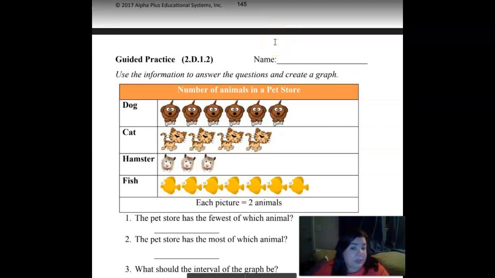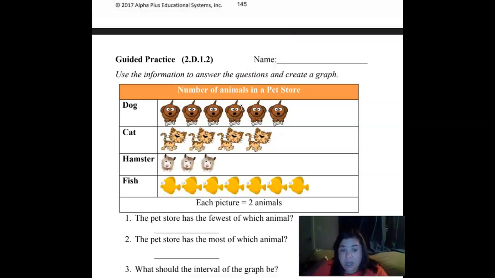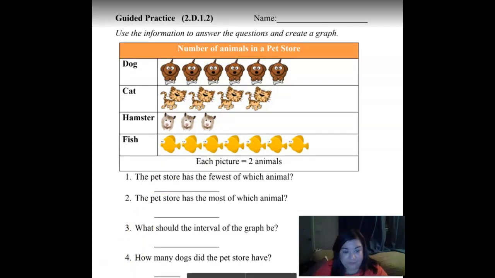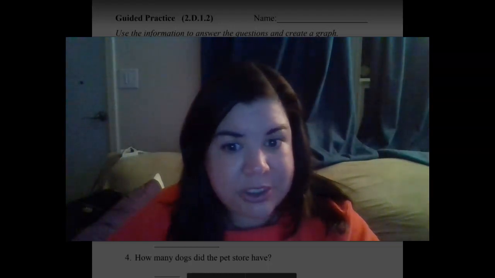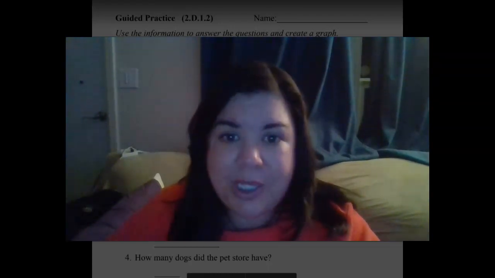You might want to take it to an older sibling or a parent or some adult there and see if they can check that for you. Yeah. Your independent practice and you'll do great. It's just reading pictures is all it is. You're going to do great.